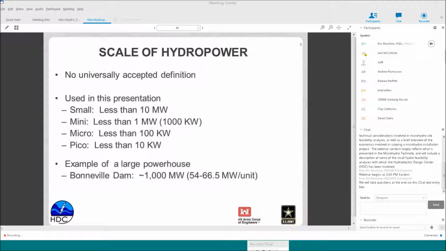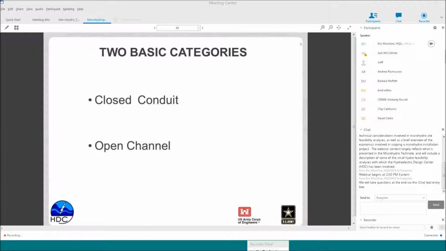Now, as I start to discuss specific types of hydroturbines, I will divide them into two general classes. One of these classes is closed conduit. This indicates that there is a pressurized passageway or pipe, or what we would refer to as a penstock, that delivers the water to the turbine.